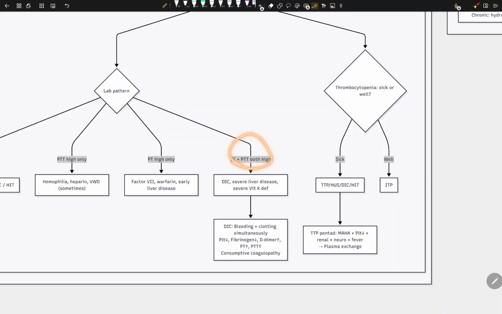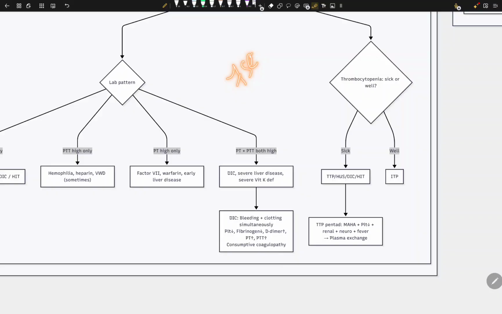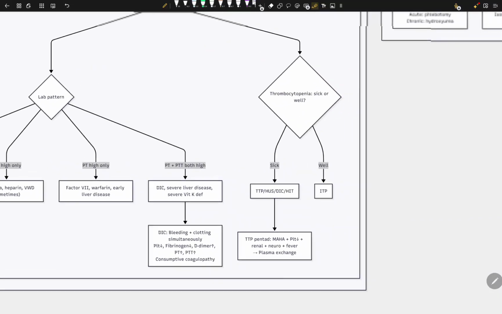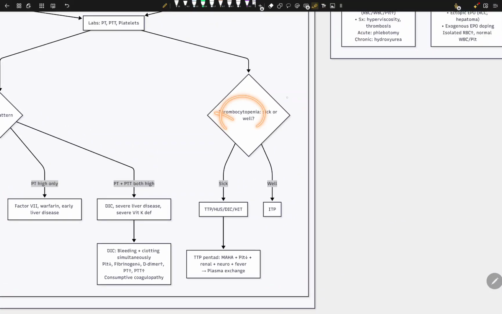So get it. PT and PTT both high, we have DIC, bleeding and clotting simultaneously. First is clotting, then is bleeding, by the way. Platelets go low, fibrinogen goes low, D-dimer goes up because the plasmin is working to eat those clots, right? So PT goes up because it's taking more time. By the way, what's the normal time of PT? Normal time of PT is around 5 to 15 seconds, I think. I'm not wrong, hopefully. And PTT is around 15 to 40 seconds, I think, right? Okay, and bleeding time is around 7 minutes. Anything more than 7 is kind of weird. Not weird, wrong maybe.